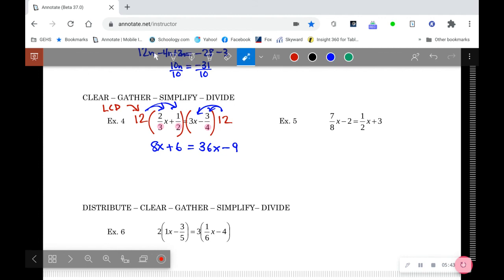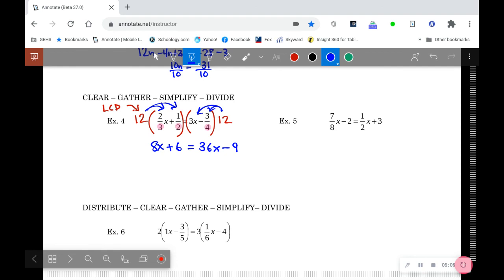Now, if you prefer to multiply first, it would go like this. 12 times 3 is 36, and the bar means divide. 36 divided by 4 is 9. Usually, if you divide first, the number gets smaller, and then it's easier to work with. That's why I prefer dividing first. Divide by the denominator and multiply by the numerator.